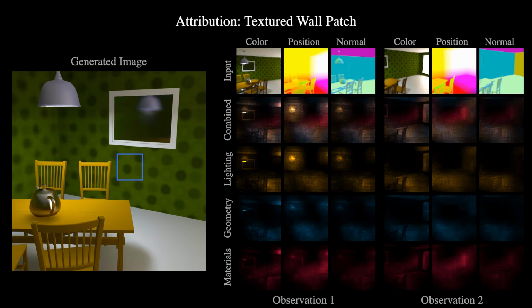This patch focuses on the material of the wall. We see high attributions through the lighting and material components. The lighting information is extracted primarily from pixels capturing the light fixture. Material information relevant for the patch is extracted from several different locations on the walls, likely because all our textures have repetitive patterns.